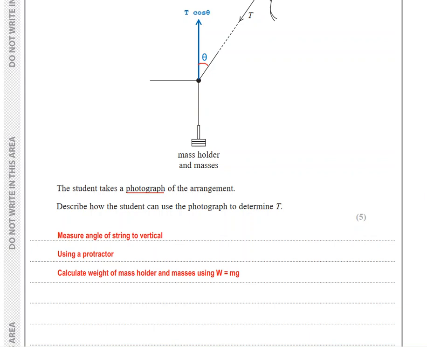Secondly, calculate the weight of the mass holder using W equals mg. I know the mass, multiplying it with g will give me the weight, and the vertical component of T, which is T cos theta, will be equal to this weight. So vertical component T cos theta is equal to weight. All you have to do is just make T the subject of the equation because you had previously found out the value of theta. So cos theta can be easily calculated.